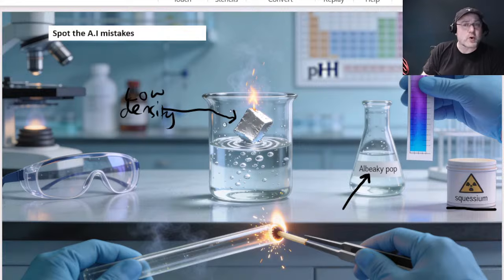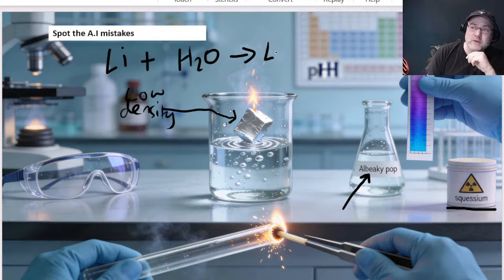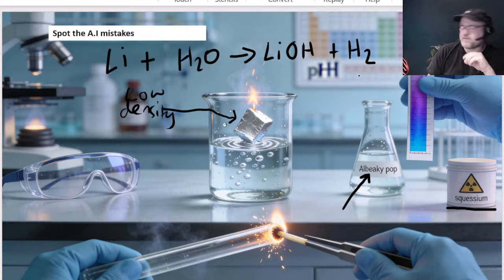You need to know the equation. You need to know this equation off by heart, and it is Li. You can just swap Li for Na if it's sodium, or K for potassium, or Cs for cesium. You get the idea. Rb for rubidium. You just swap it, but Li plus H2O goes to LiOH plus hydrogen. So you need to know that equation off by heart.